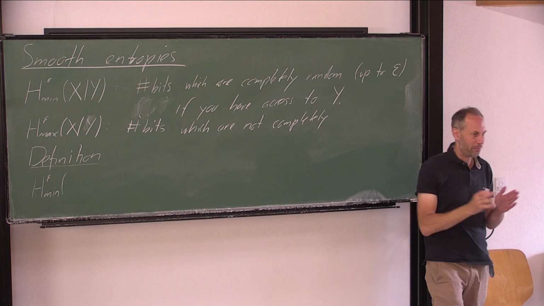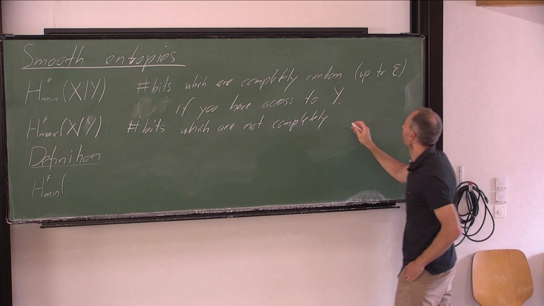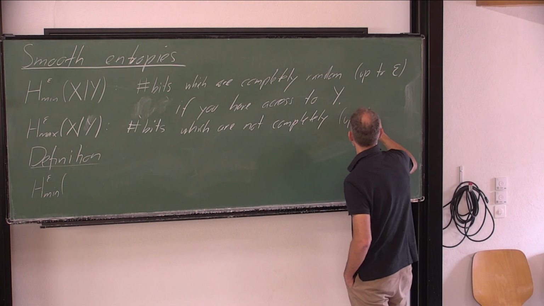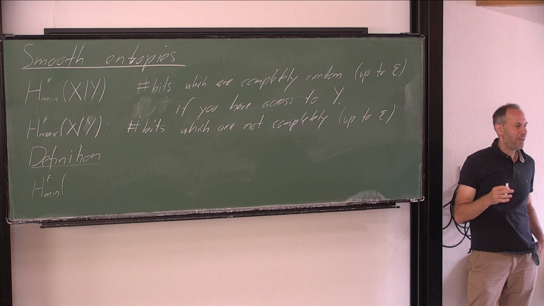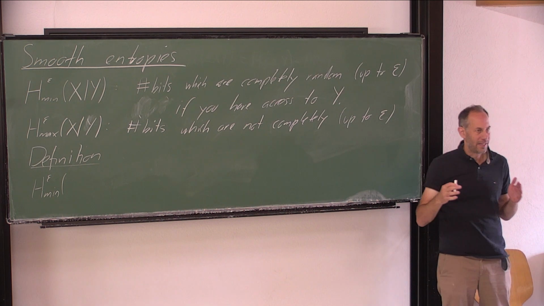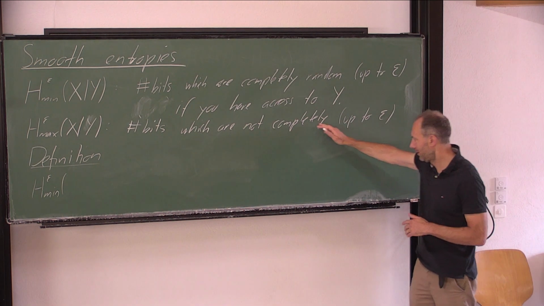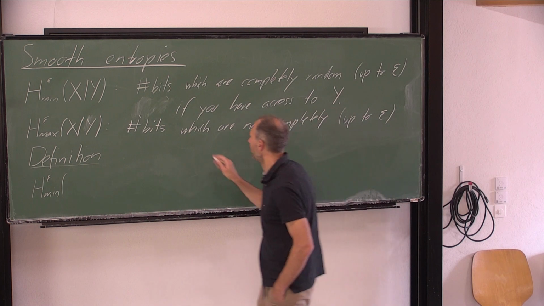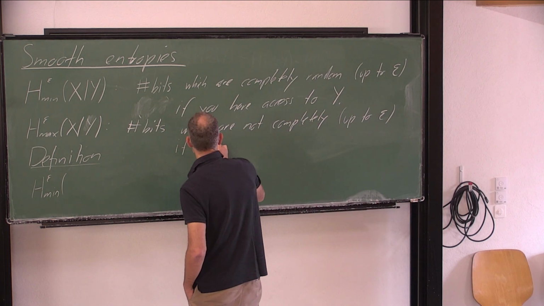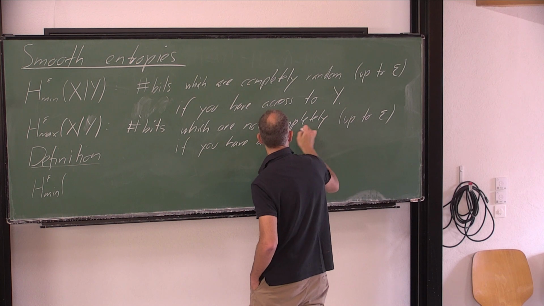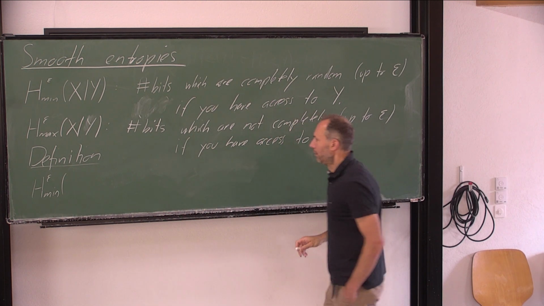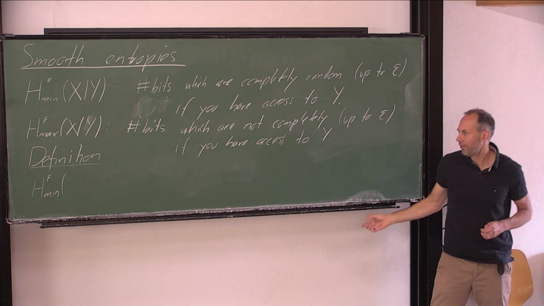There's kind of a spectrum. And again, up to epsilon: if something is known except with a fail, like you may get it wrong with a probability epsilon, that still counts as completely wrong. That's what I mean by this up to epsilon. And again, if you have access to y. So that's how you should think of these measures.